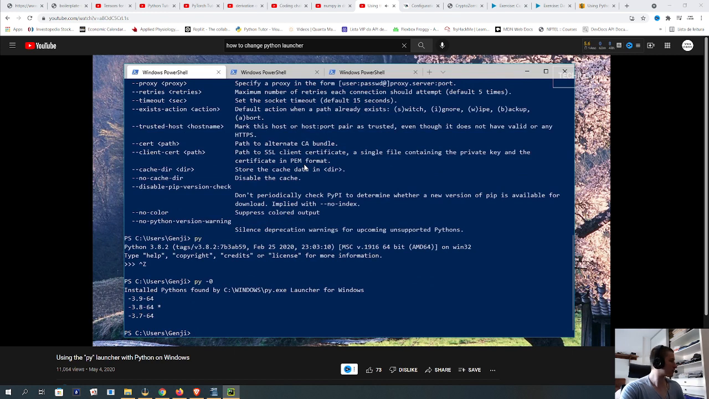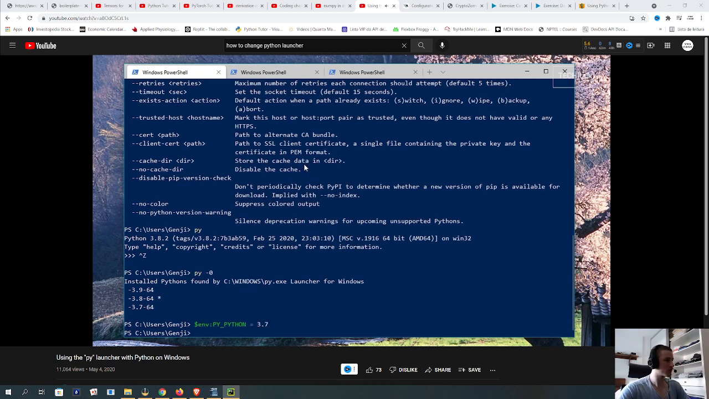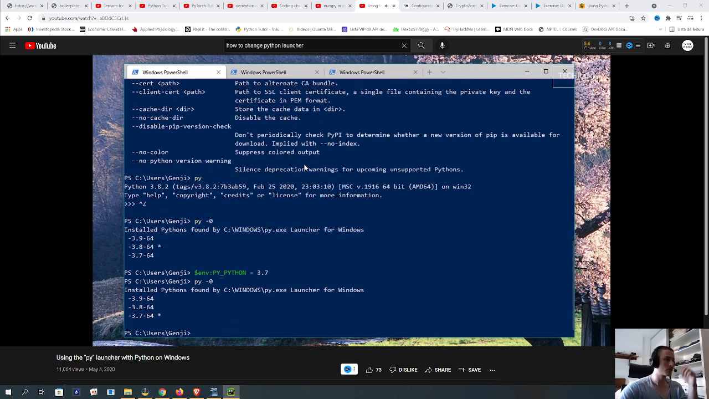Now what if you want to change the default? Well, the easy way to do this is by way of an environment variable, PY_PYTHON. Set that to the version number you want to invoke as default. So in PowerShell you type this command. Now as you can see, 3.7 is the default.